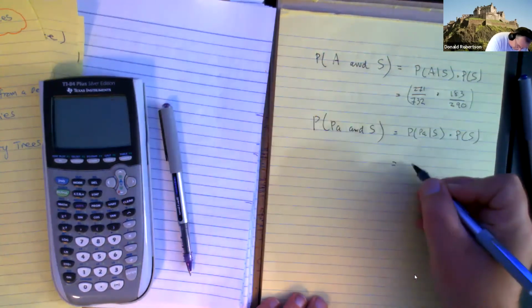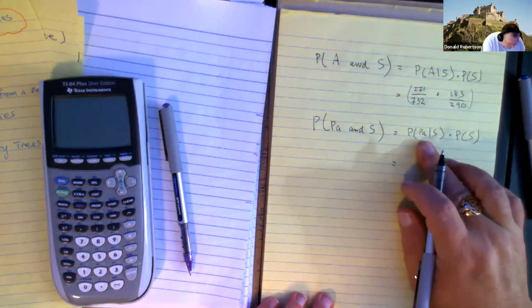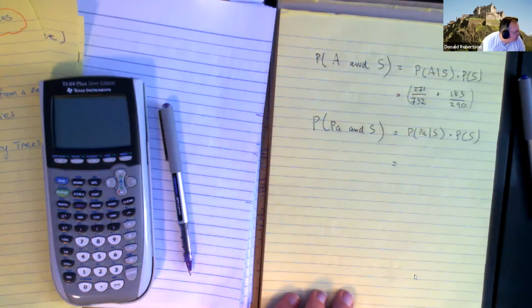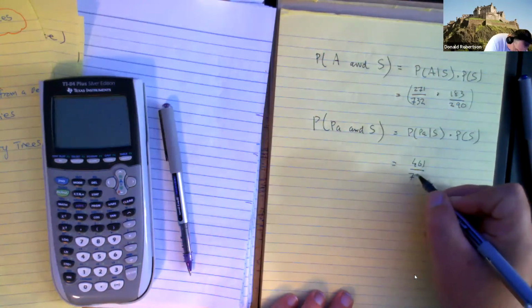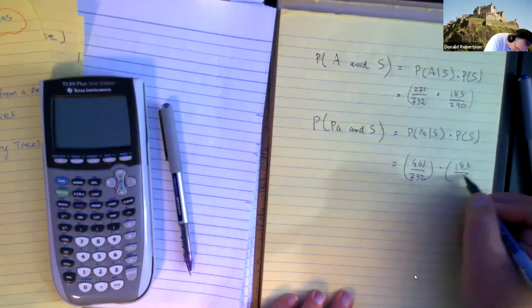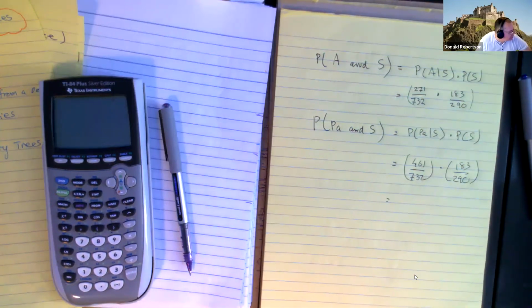Now for this one, the probability of passive and a sale: given that you have a sale, there were 461 of them out of 732, times the probability of a sale, which is 183 out of 290. And that big ugly thing is your answer.